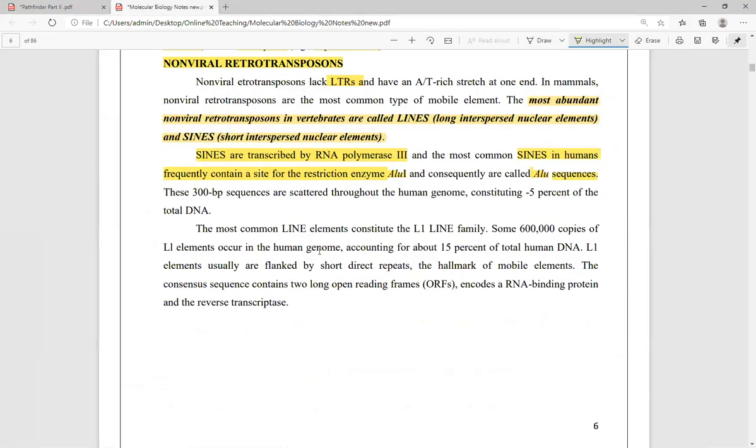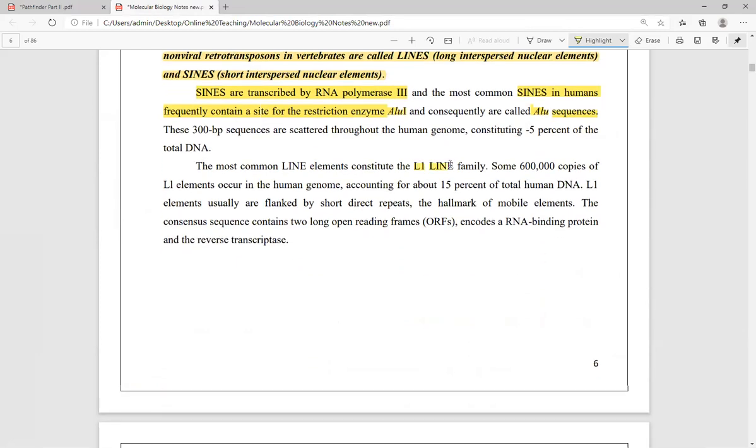You can also look here that the L1 LINE family of transposable elements makes 15% of the total human DNA. L1 elements usually are flanked by short direct repeats. So L1 LINE elements are always flanked by a certain number of repeats, and that is referred to as the short direct repeats. Okay, next point.